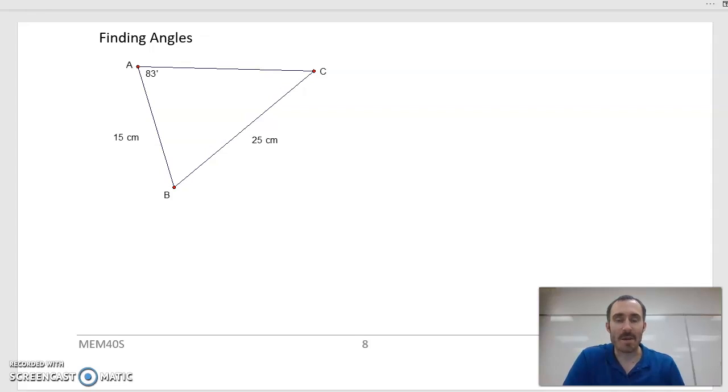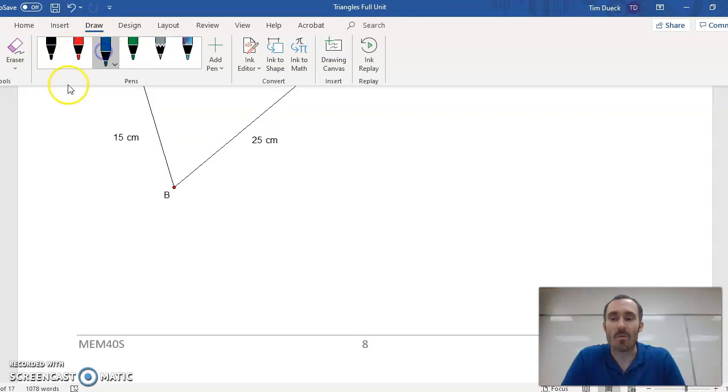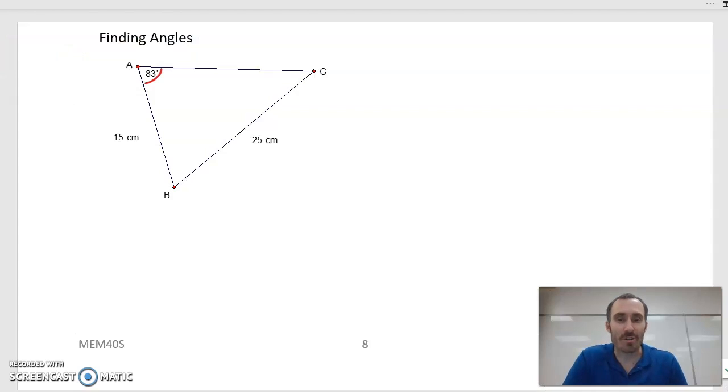Now let me give you an example of solving for an angle. So we are told just this 83 degree angle over here, and we are supposed to find one of the other two. We could find all of them if we wanted to, but we're not going to for this example. We'll save that for the next one.